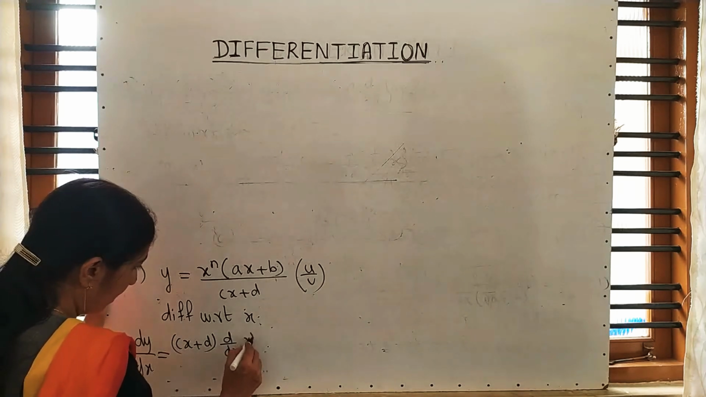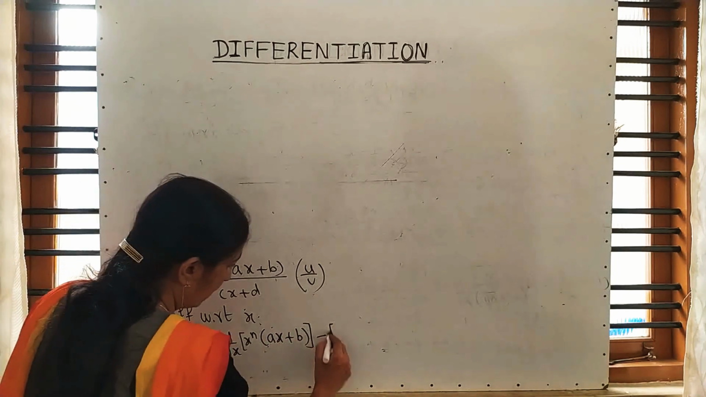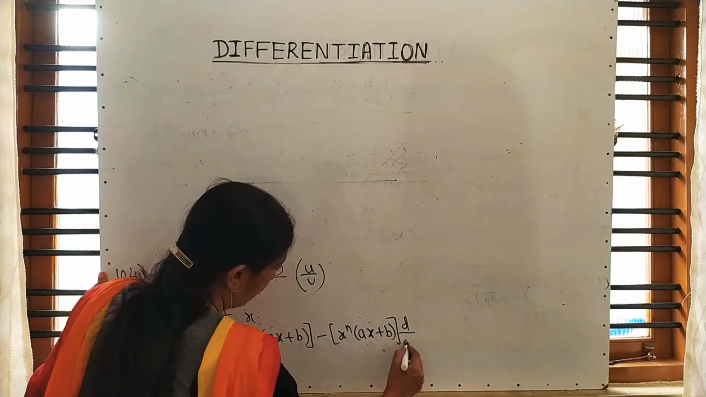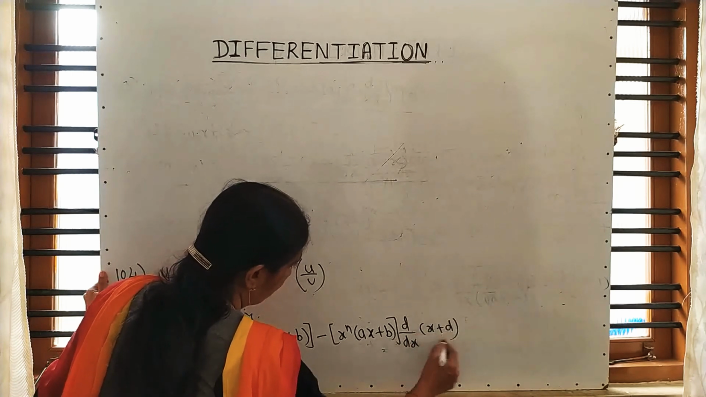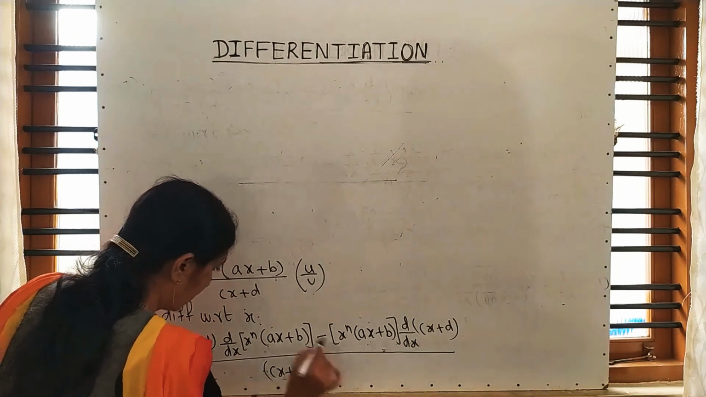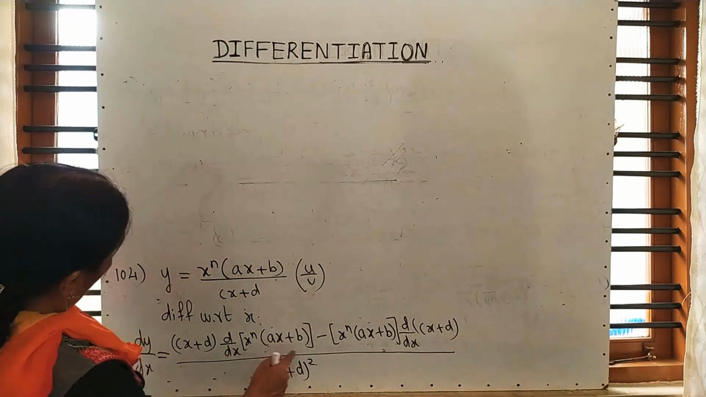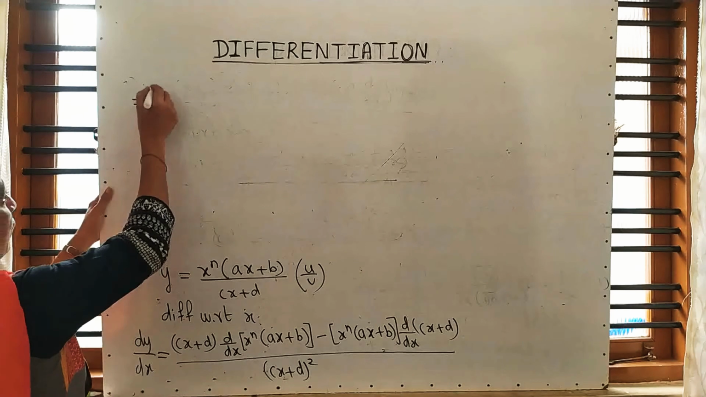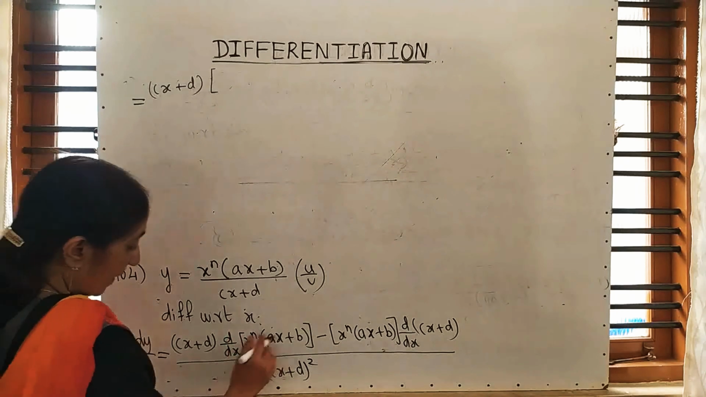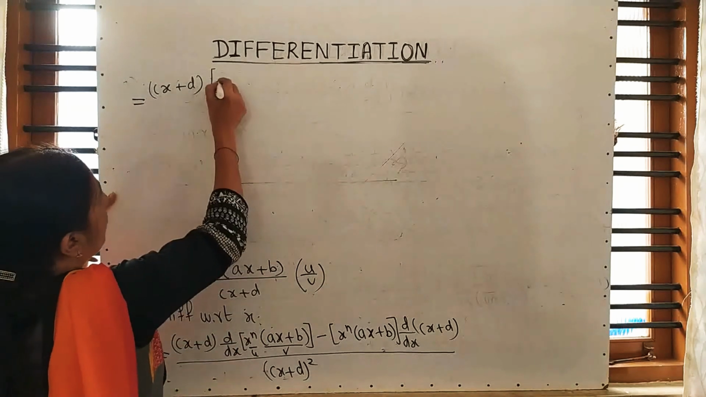Differentiation of x raised to n, ax plus b, minus x raised to n, ax plus b, differentiation of cx plus d, whole divided by cx plus d whole square. If the students want, they can remove the bracket here and just multiply, or you can go by u into v method, that is left with you. cx plus d before differentiation I kept as it is. Here I am applying, this is u, this is v. First I applied u by v, then u into v.